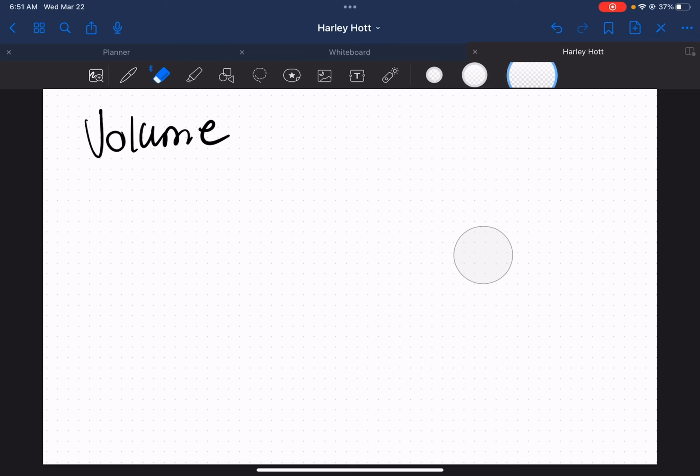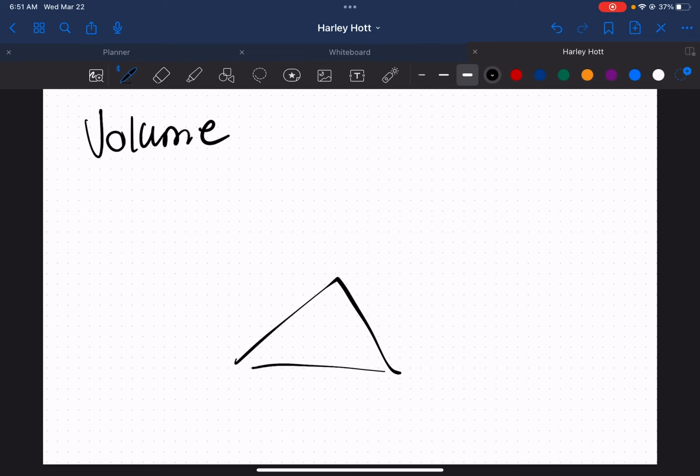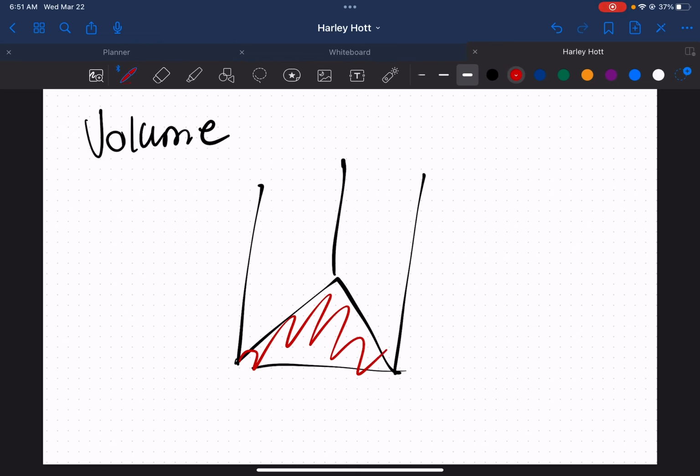Now, not all prisms are built the same way. This triangular prism goes upward rather than down. But again, we just find the area here. We'll find the area at the bottom and then go up. So maybe this area is 30, and then we go up from there.